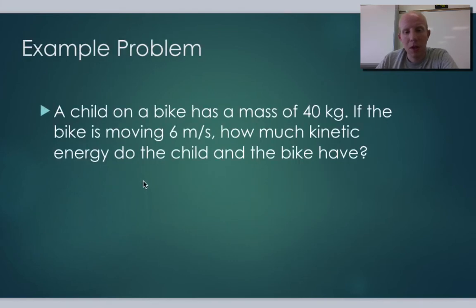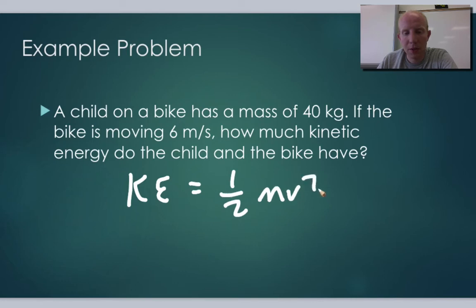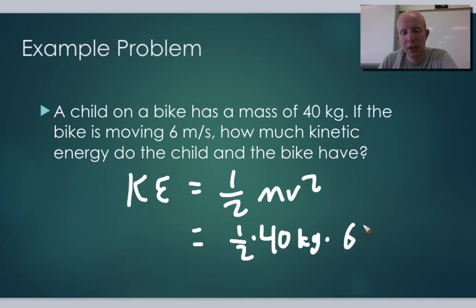Okay. So we have a child on a bike that has a mass of 40 kilograms. If the bike is moving at 6 meters per second, how much kinetic energy do the child and the bike have? Well, we start with our equation. Kinetic energy equals 1/2 mv squared. 1/2 is just a constant. The mass of the child is 40 kilograms, times the velocity, which is 6 meters per second, but that is all squared.